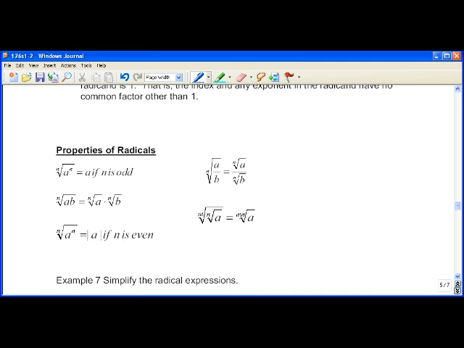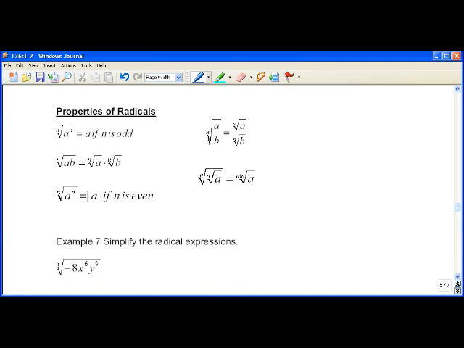So the nth root of a to the n equals a if n is odd. The nth root of a to the n equals the absolute value of a if n is even. That's what I was talking about earlier. The nth root of ab is the nth root of a times the nth root of b. The nth root of a over b is the nth root of a over the nth root of b. And the mth root of the nth root of a equals the m times nth root of a. Whew, that's a lot. So let's try some simplification here.